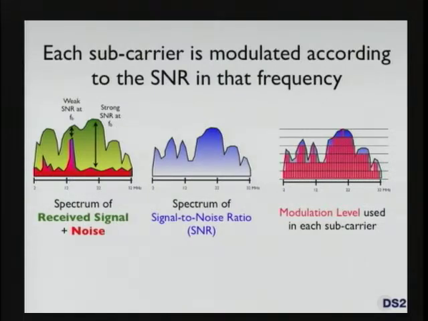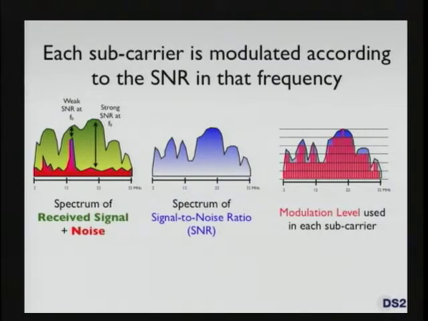And what the device does is, for each frequency, it calculates what is the maximum modulation scheme that can be transmitted reliably. So you see that in some frequencies, the modulation level in each carrier, in this case, is very high, in this case is medium, and in this case is very low. And you can find situations where there are frequencies where you cannot transmit any data at all because it's too noisy.